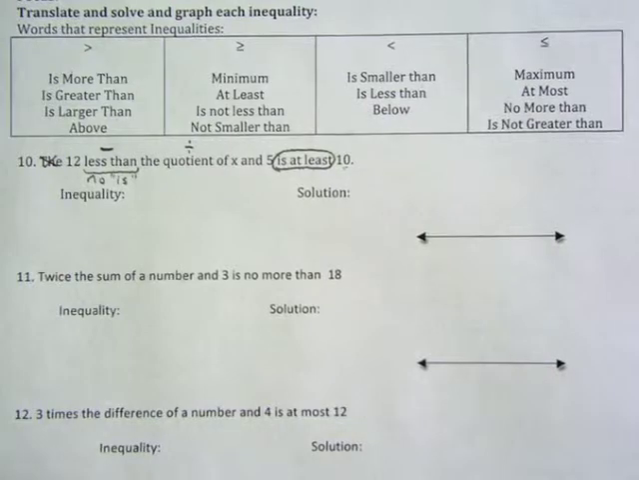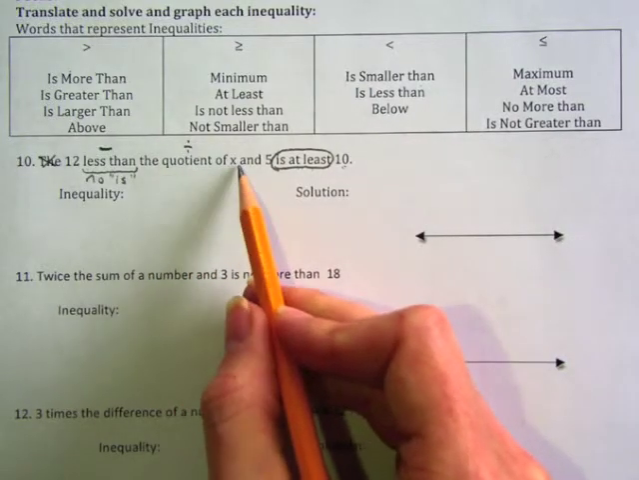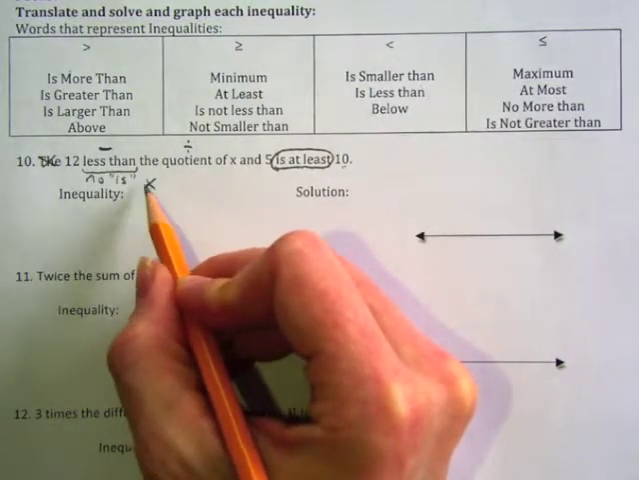And to be 12 less than something, you actually are subtracting 12 from something. So that's going to go at the end. What we actually need to put first is the quotient of x and 5. So we're going to write quotient as a fraction.